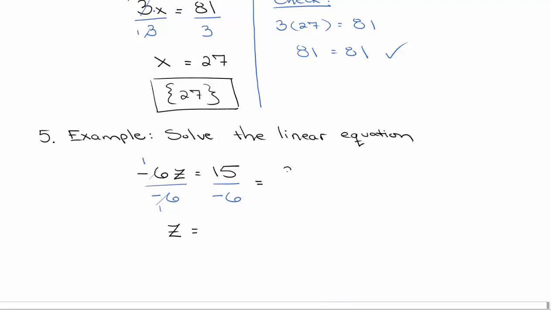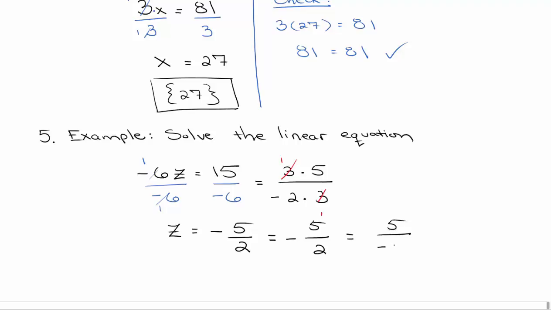This can be reduced. The prime factorization of 15 is 3 times 5, and the prime factorization of 6 is 2 times 3. So we can cancel out a common factor of 3. So we will be left with -5 over 2. Remember that negative, you can write it on the top, you can write it in front of the fraction bar, or you can write it on the bottom, in front of the denominator. So whether you put the negative in the numerator, in the denominator, or in front of the fraction bar, it all represents the same answer.